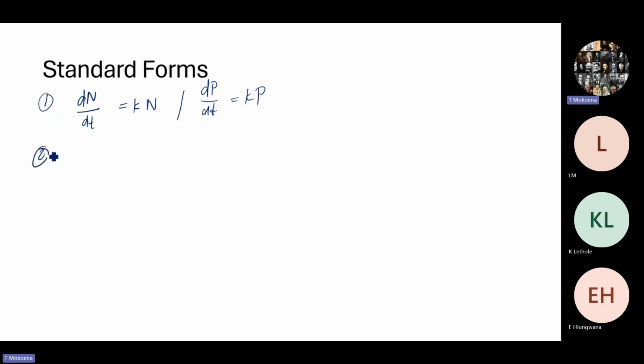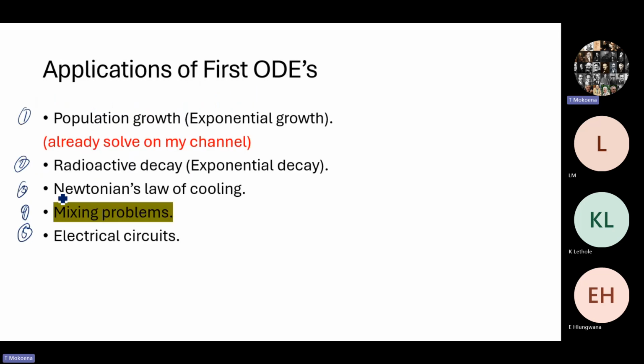And number two, remember we spoke about the radioactive decay. So radioactive decay, the standard form is also kind of the same as the population growth. So here we'll be looking at dA divide by dt is equal to k multiplied by A. This is again the standard form of our radioactive decay or our exponential decay. Okay, there's a standard form. You need to know them, guys. It's very important because they will help you to solve the problems moving forward.